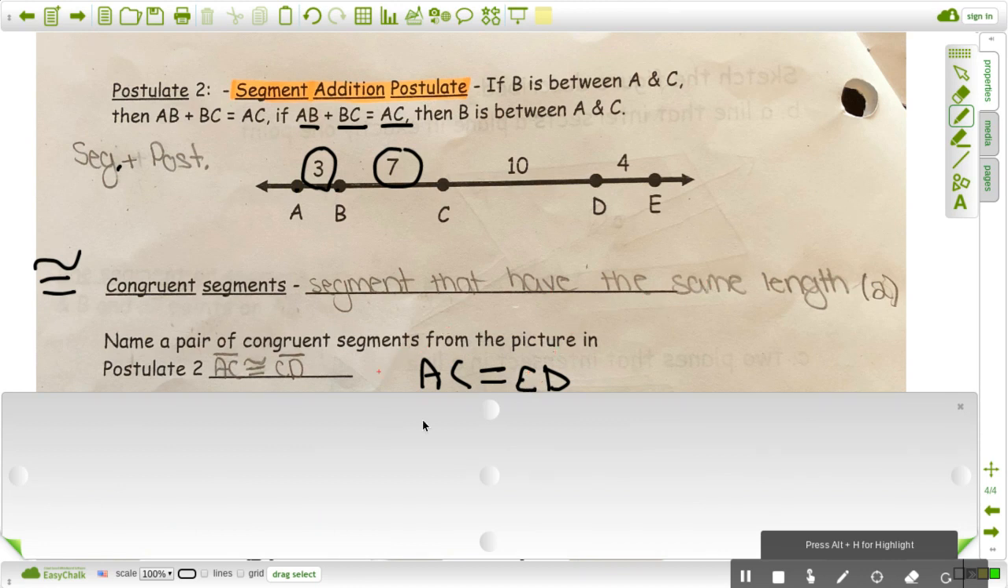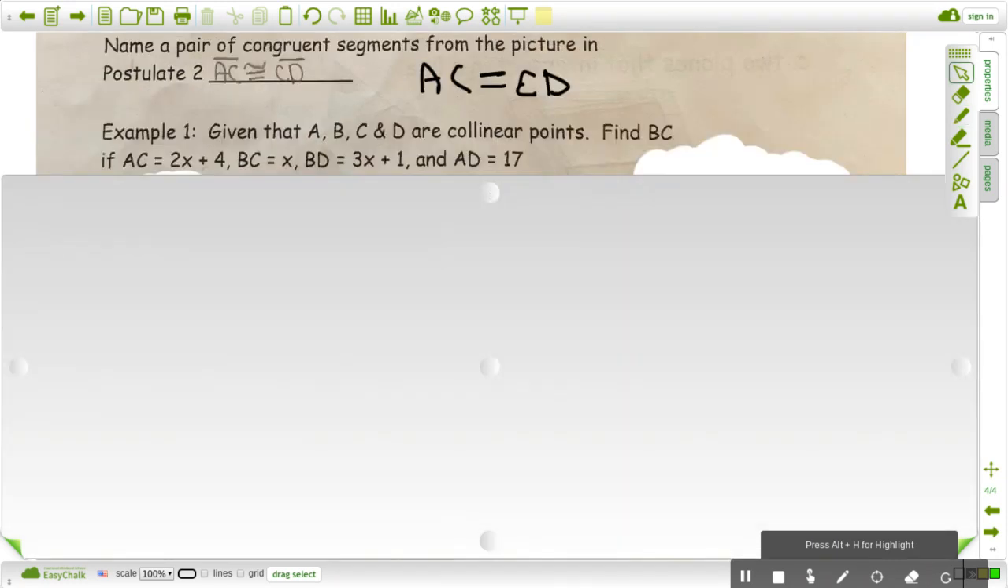There's a difference. Here it's talking about the number, here it's talking about the segment in general. This is talking about in general. What do you see? This is going in more specific and saying, oh, these two are the exact same length. Now let's move on to an example.